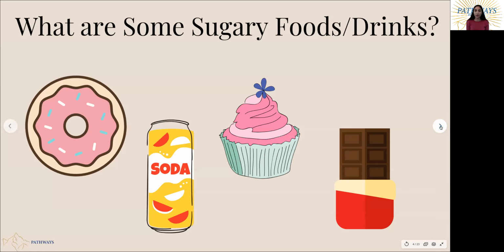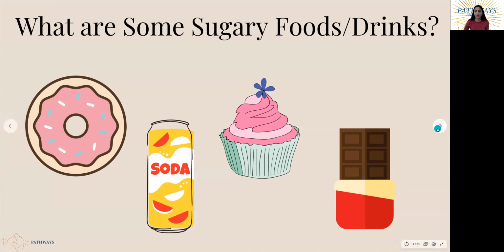So, what are some sugary foods? If you think about this question, some of the first foods that might come to mind are donuts, soda, cupcakes, chocolate. These are your classically sweet foods that I'm sure we all crave sometime or another.